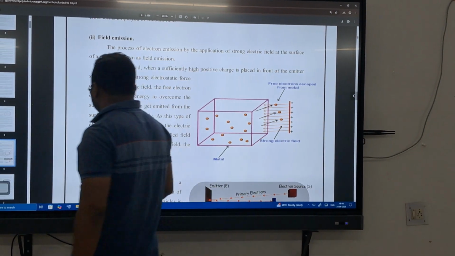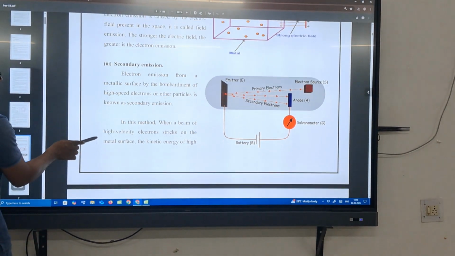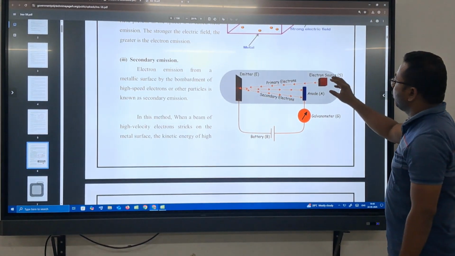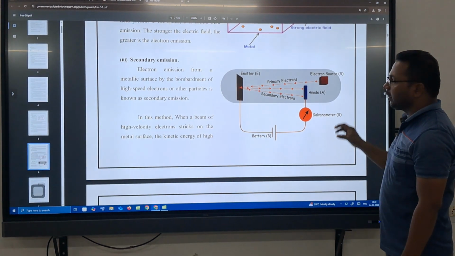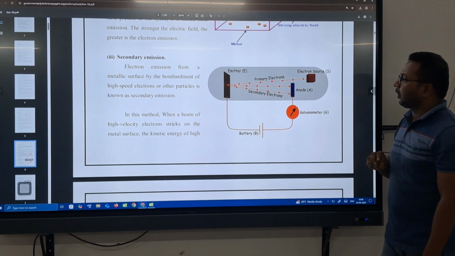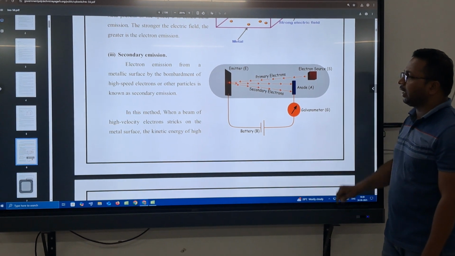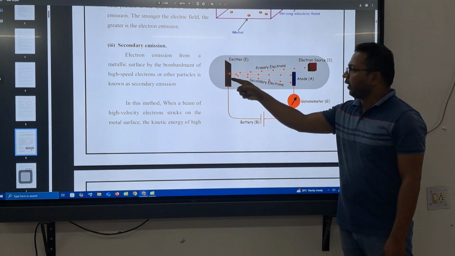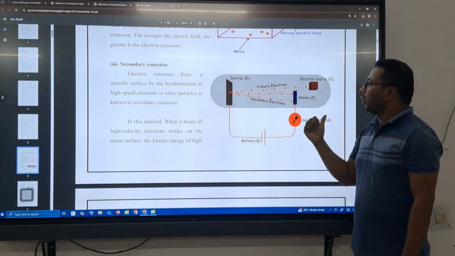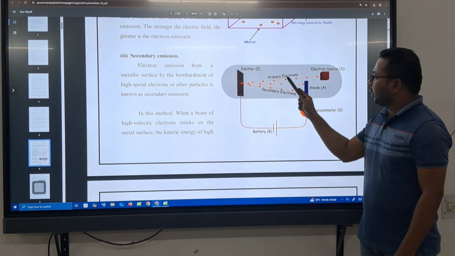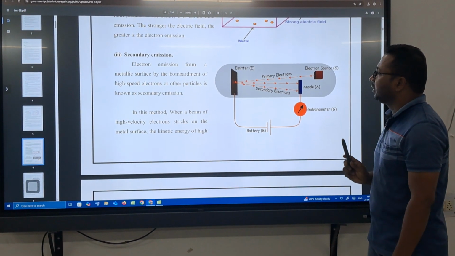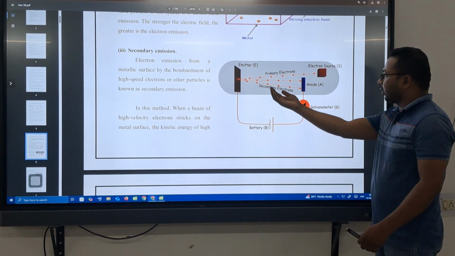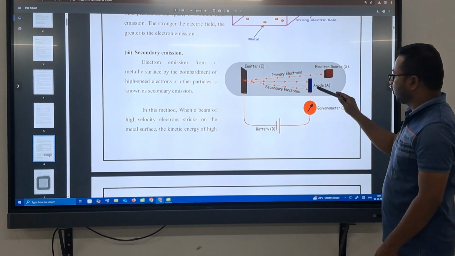Next is secondary emission. In secondary emission, we are placing an electron source. That means this device contains a source of high energy electrons. When the electrons strike the plate, it will emit electrons. This incoming electron is the primary electron, and the emitted electron is the secondary electron. And here there is an anode, it will attract all the emitted electrons, and the electrons will start flowing.